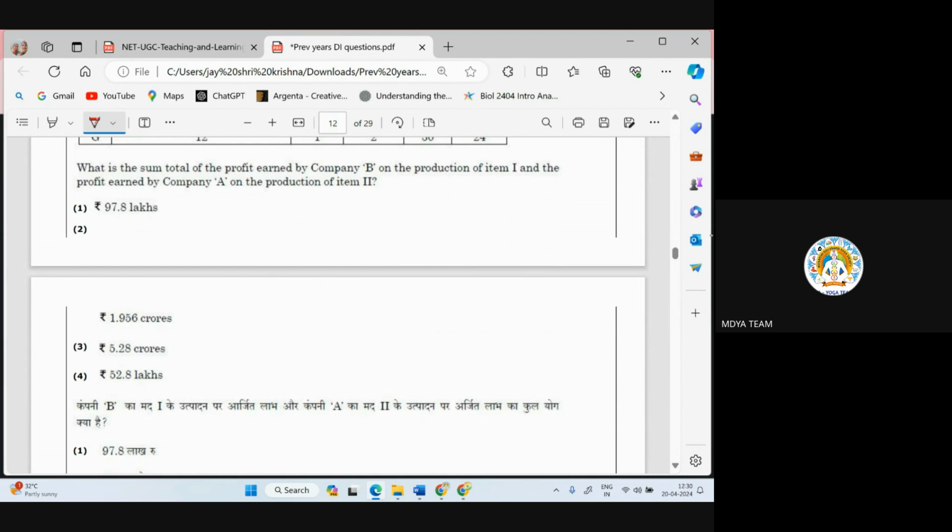Okay, what is the sum total of profit earned by company B? They are asking for the sum. If they are asking for a sum, it means there are more than one value. So what is the first value? Total profit earned by company B on production of item 1. The other value is profit earned by company A on production of item 2.